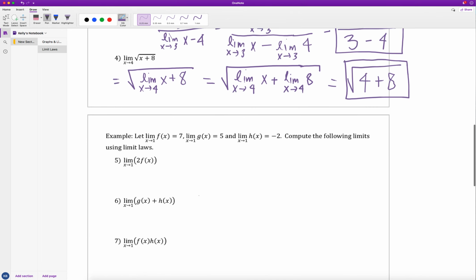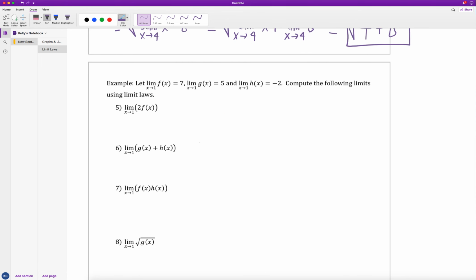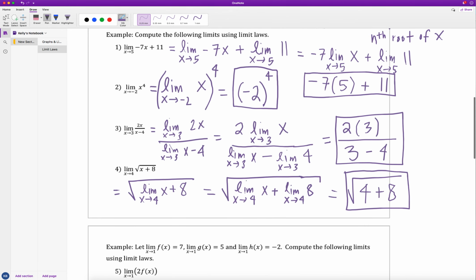Now let's look at our last group of examples. In our first 4 up here, we already had functions as our inputs. So we're taking the limits of functions, breaking them apart using the limit laws until we got pieces that were the limit of either just x by itself or the limit of a constant.